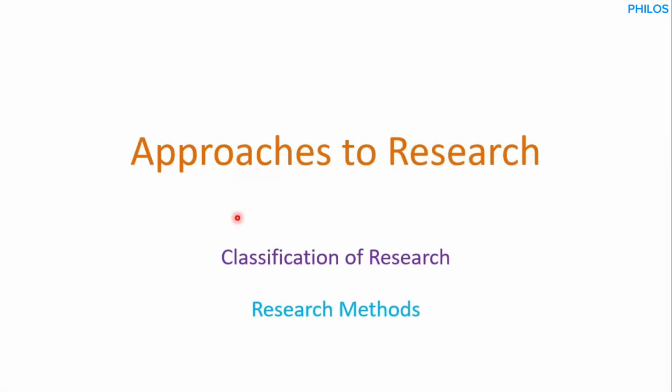Welcome back to the fourth session of the first tutorial in our research methods tutorial series. In this session, we are going to look at the classification of research based on the various approaches to the research. Based on the various approaches to the research, we have three approaches, okay? We have qualitative approach, we have quantitative approach, and we have mixed method.